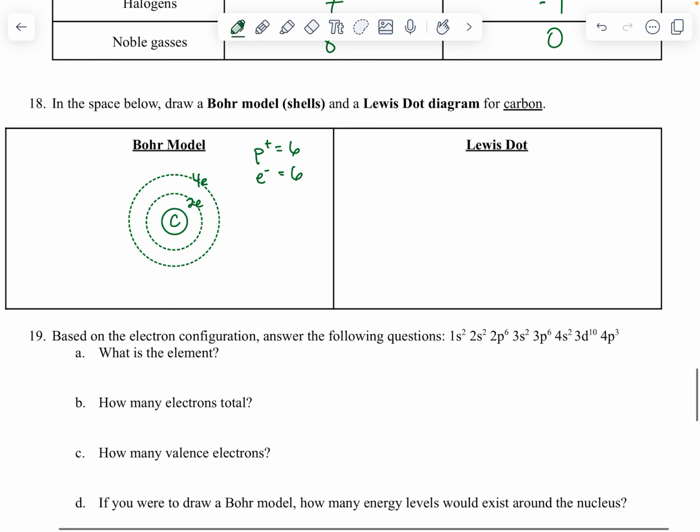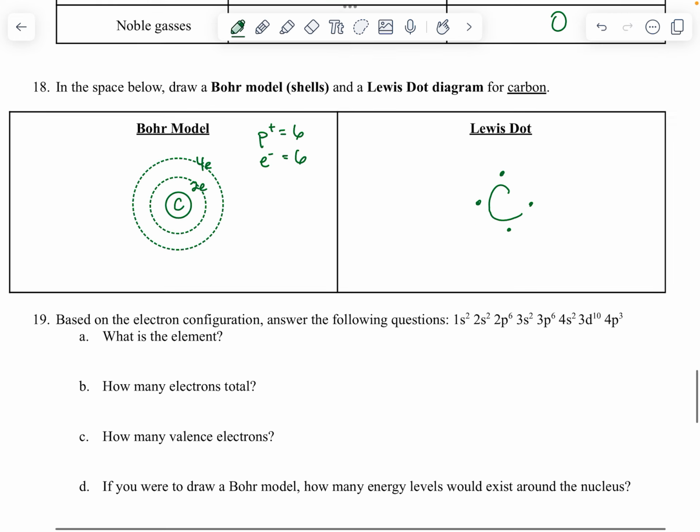The Lewis dot is much nicer. All we have to do is take the valence electrons, which of course are the 4 that are on the furthest shell, and we have our dot, making sure that we don't pair up until we need to.